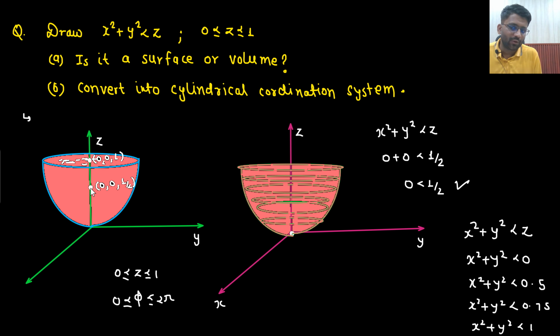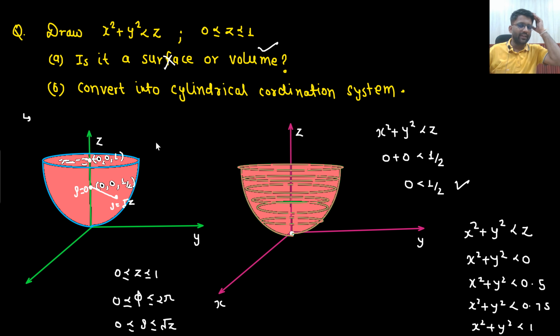We'll be starting from here. This is rho equals 0 and this is rho equals under root z. So rho will be coming from 0 to under root z this time, and it will represent a volume, not a surface. Is that clear to you?